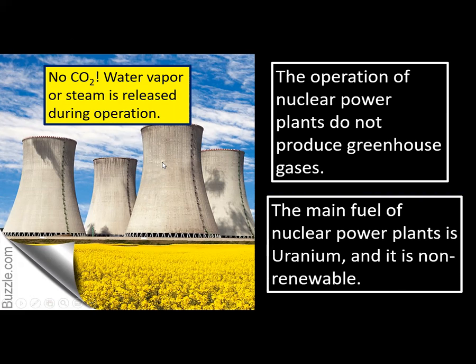However, we have to consider that the main fuel of nuclear power plants is uranium, and it is non-renewable and radioactive. If you get exposed to this substance, then you can get sick or you can even die. If a problem happens in the plant and a meltdown happens, then the environment surrounding it would not be habitable for thousands of years. That is the problem with nuclear power plants.